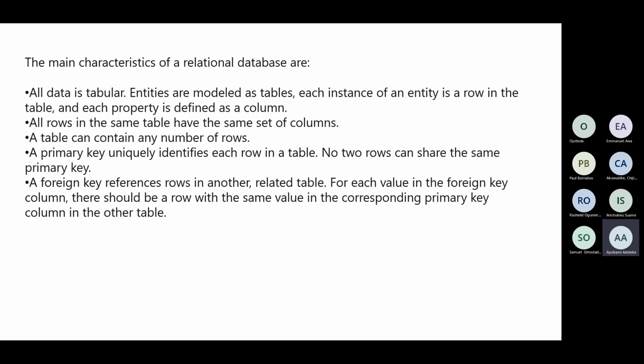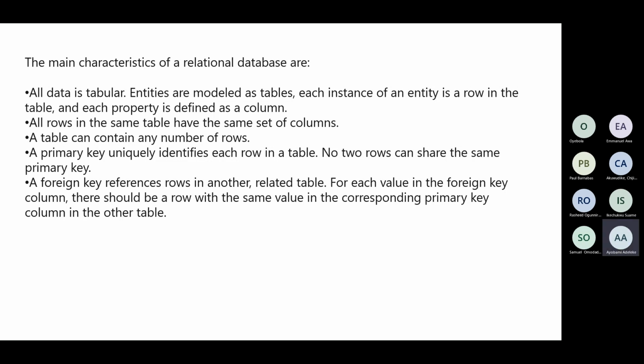Another interesting attribute here is the primary key, which uniquely identifies each row in a table. No two rows can share the same primary key. Remember, I mentioned that earlier. The primary key has to be unique. It has to be a unique identifier that helps you to identify the particular record in that table.